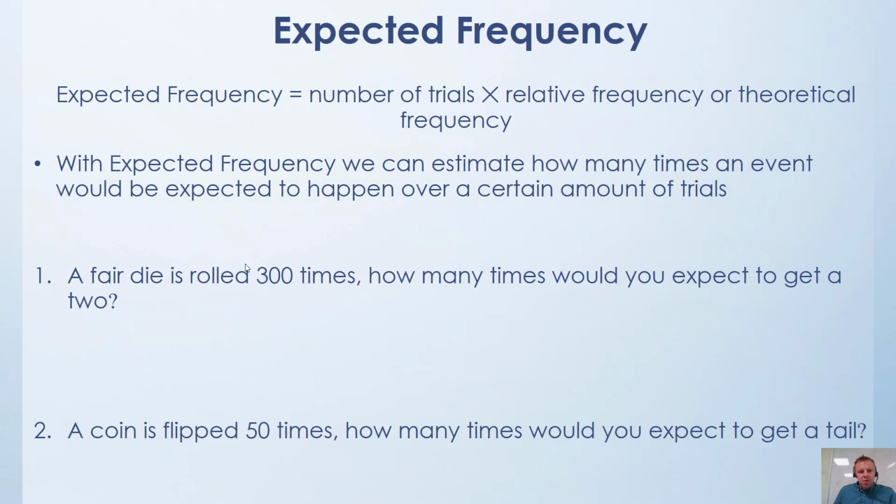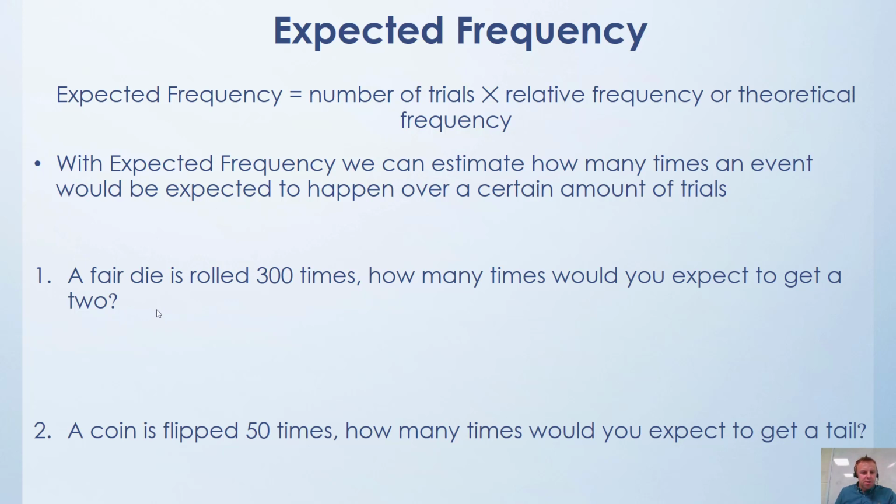So expected frequency. With expected frequency, we can estimate how many times an event would be expected to happen over a certain amount of trials. The formula for this is expected frequency equals number of trials multiplied by the relative frequency or theoretical probability.